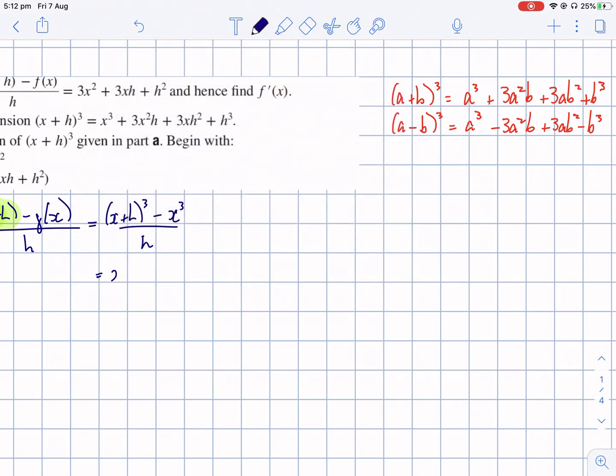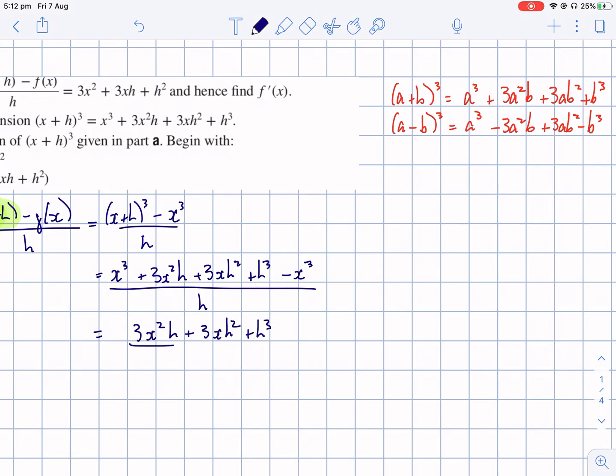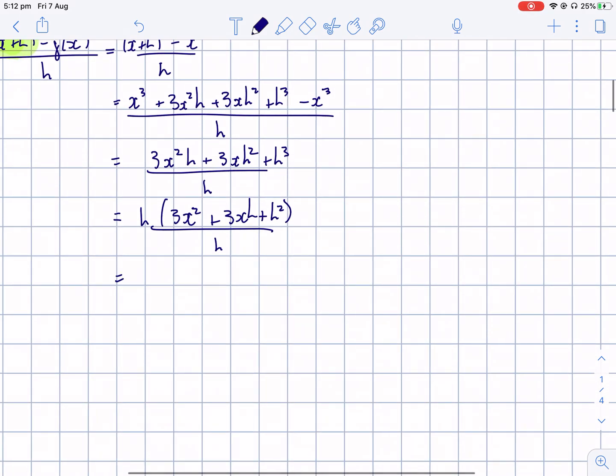This tells me I've got x cubed plus 3x squared h plus 3x h squared plus h cubed. I'm minusing that x cubed off over h, which means I've got 3x squared h plus 3x h squared plus h cubed over h. I'm going to factorize h out. I've got 3x squared plus 3x h plus h squared over h. The h's then cancel, and I've got 3x squared plus 3xh plus h squared.